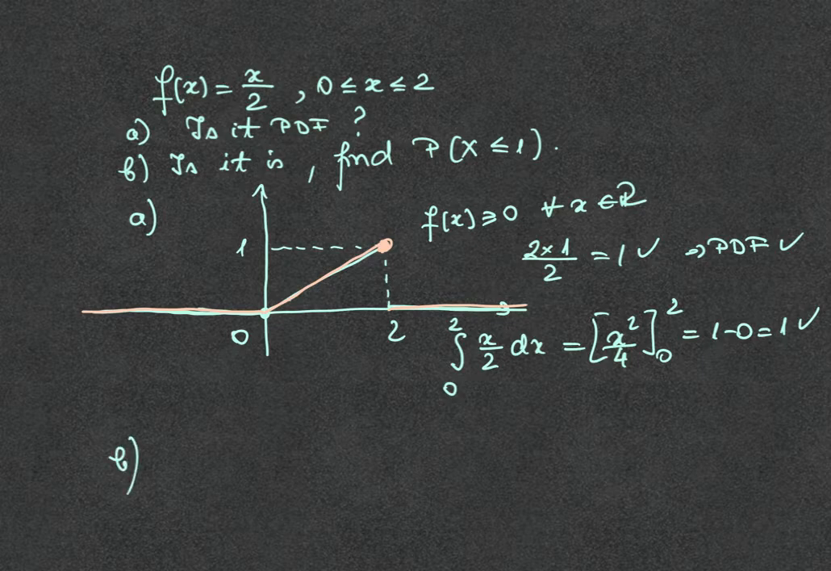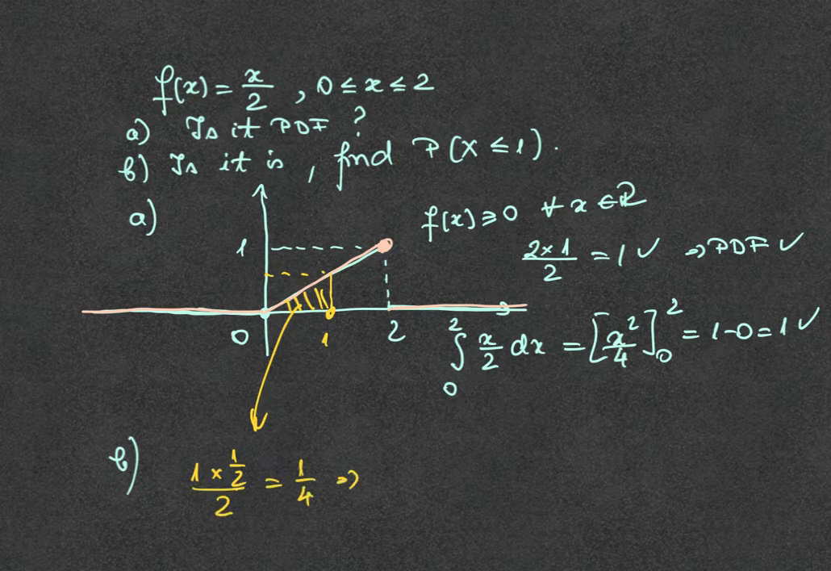B. If it is, then find the probability of x smaller than 1. Well, 1 is here. The probability of x smaller than 1 is this area. I can just find it by looking at the area. Base 1 times height. If x is 1, x over 2 is 1 over 2, so area is 1 over 2 over 2, so it's 1 over 4. Therefore, the probability of x smaller or equal than 1 is 1 over 4.